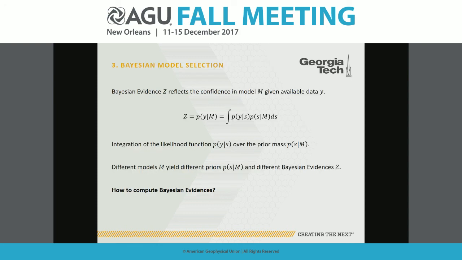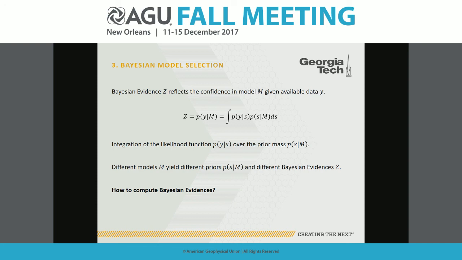In order to select the best model from these three models, we need a measure to see the goodness of each model. So we use Bayesian evidence as the measure. It usually reflects the confidence in model M given some available data Y. Here I give an equation for the expression of Bayesian evidence. It can be seen as the integration of likelihood P over the prior mass PS. Different models usually yield different priors or likelihoods, thus giving different Bayesian evidences. So by comparing Bayesian evidences, we can know which model will fit into the framework better.